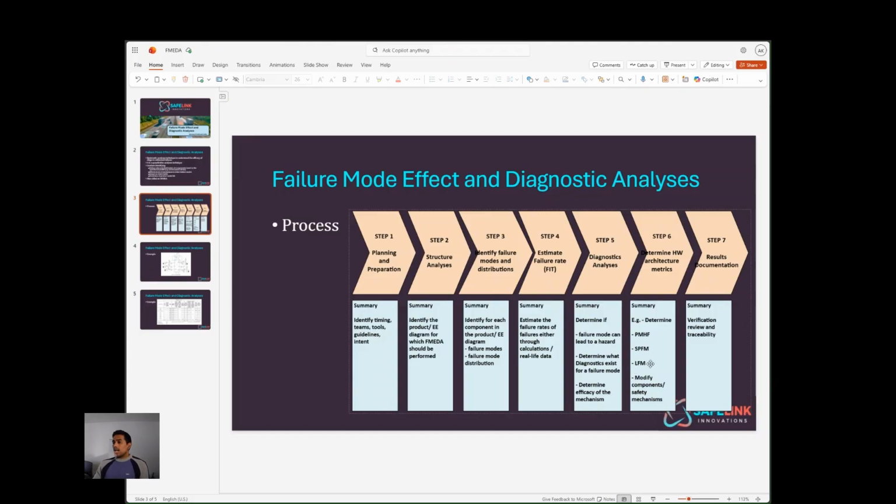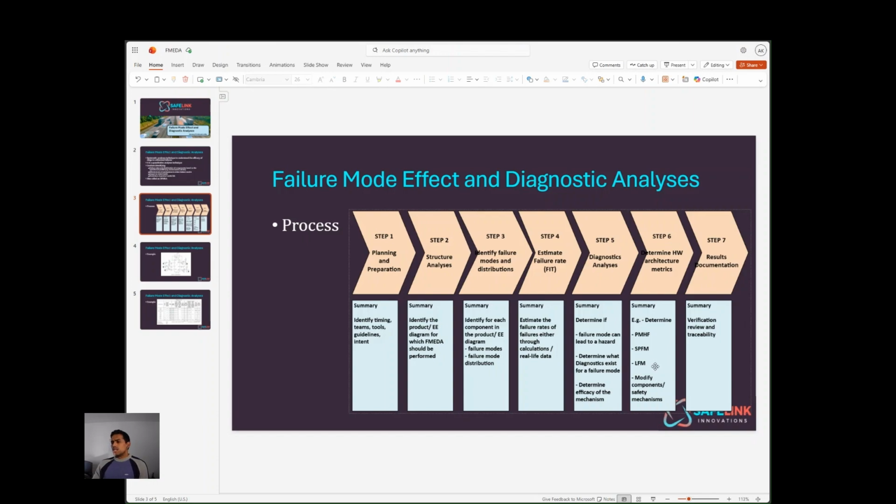Then there is the latent fault metric, which is, if my safety mechanism has a failure, what is the probability that it can be detected? Or if the safety mechanism has a failure, what is the probability that it can be detected by a monitor of the monitor?